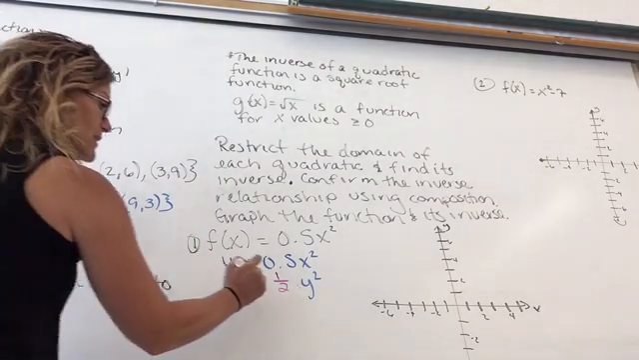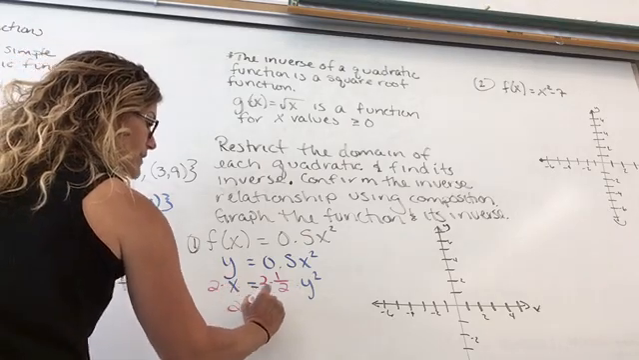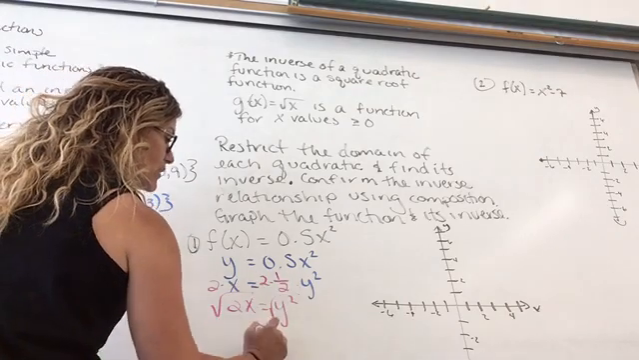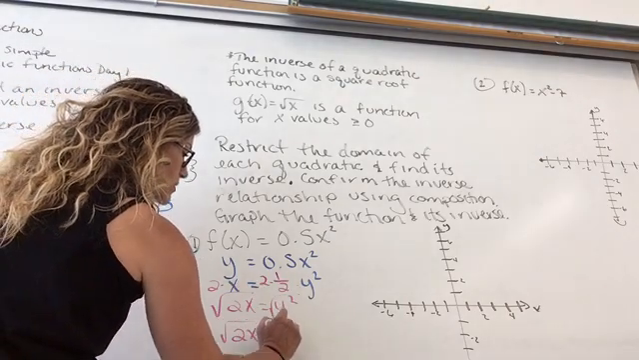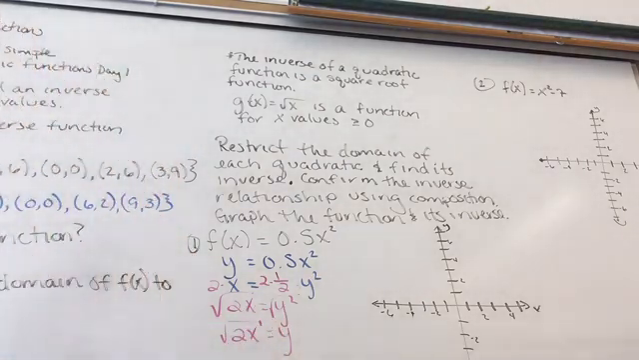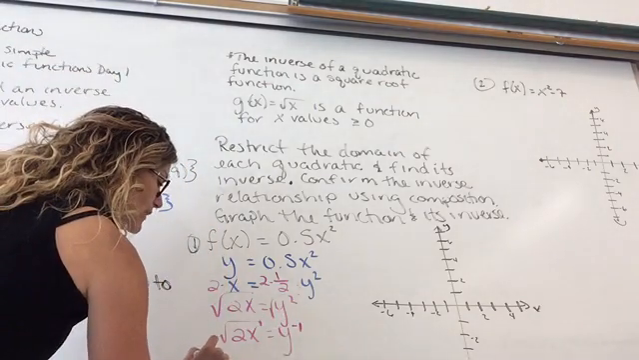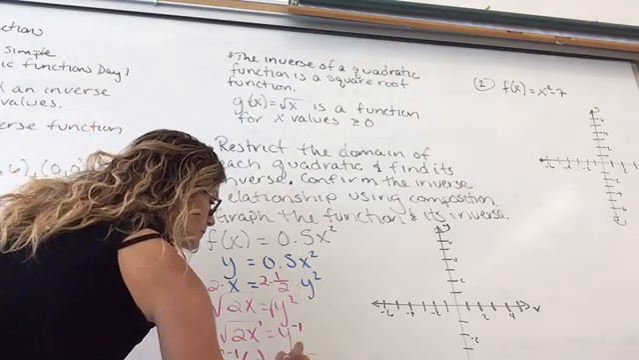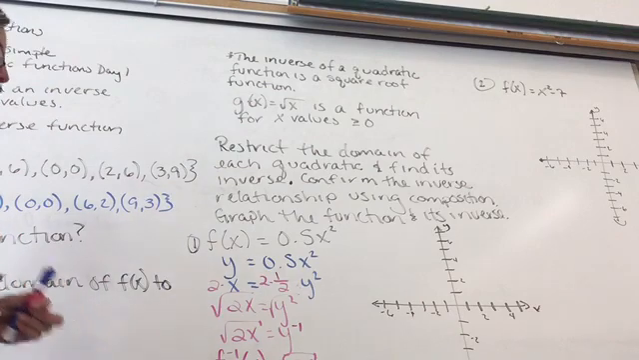I need to get the x squared by itself, so I'm going to multiply both sides by 2. I get 2x equals y squared, and then I'm going to square root both sides to get rid of the y. So I get the square root of 2x equals y. Now remember, this is the inverse, so I want to rewrite this in proper notation, because I was given it as f of x, so I want to write it in the same format.